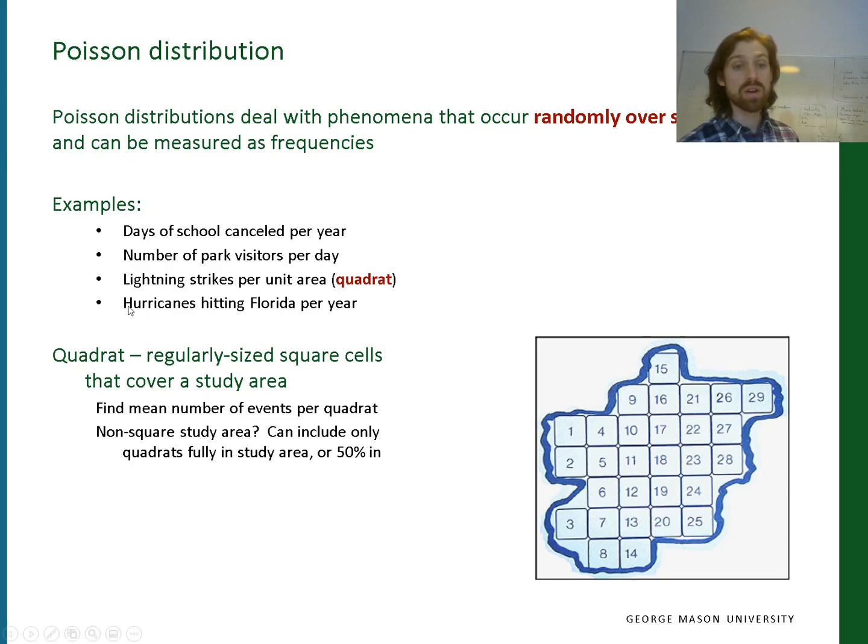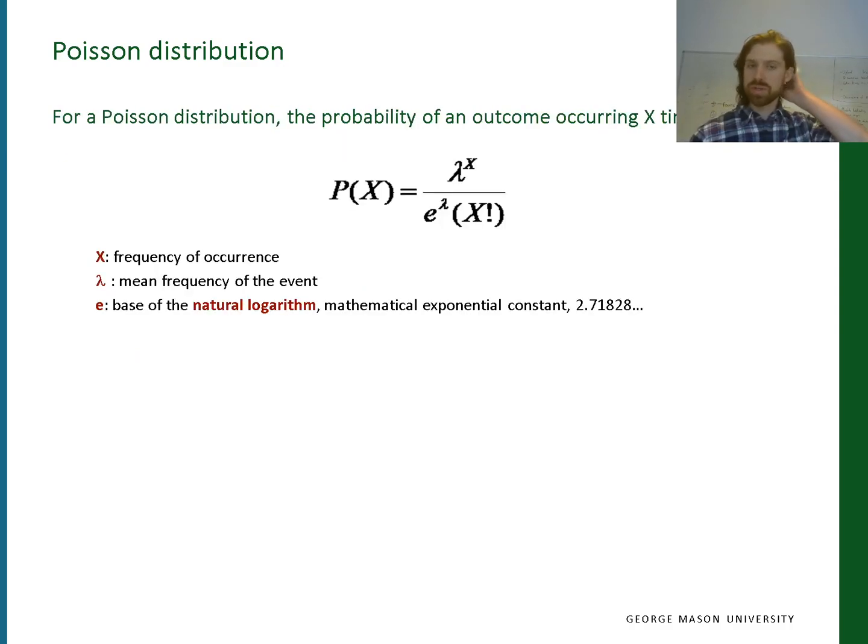It could also be the number of lightning strikes within a particular area, a quadrat. For example, it could be a 1 kilometer squared tile. Or it could be, for example, the number of hurricanes that hit Florida in a particular time period, such as a year. So that gives you a bit of a flavour of the types of different applications for Poisson distributions.